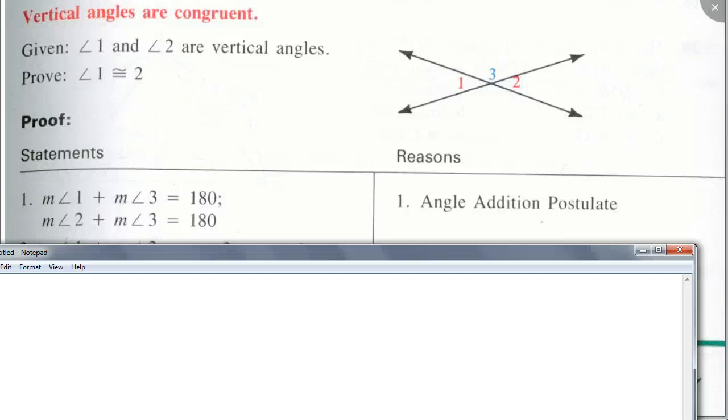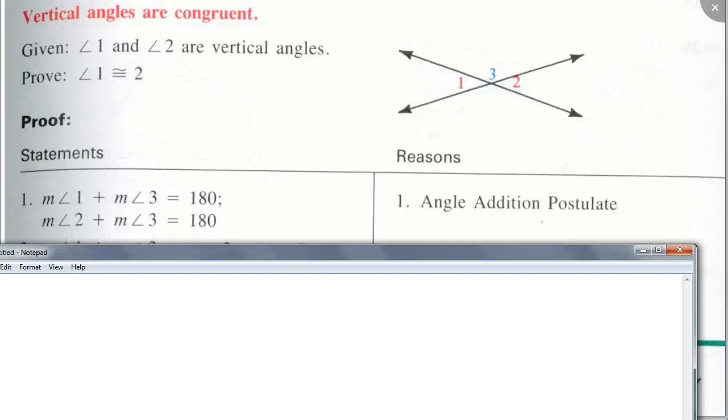All right then, what can we do next? Eamon, any idea? From here, we want to get to angle 1 congruent to angle 2. Since 1 and 2 are vertical angles, they're congruent. That's sort of correct, but that's what we're trying to prove. So you can't use the theorem that you're trying to prove as a reason. You know what I mean? Because if you could do that, then all proving theorems would be really easy. You'd just use the theorem that you're trying to prove. Does that make sense?